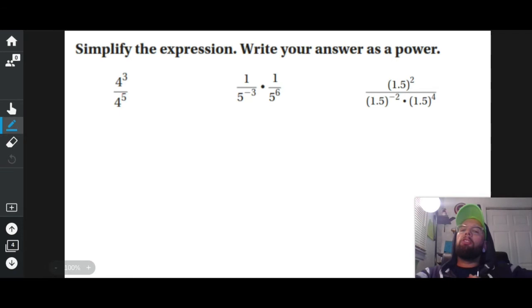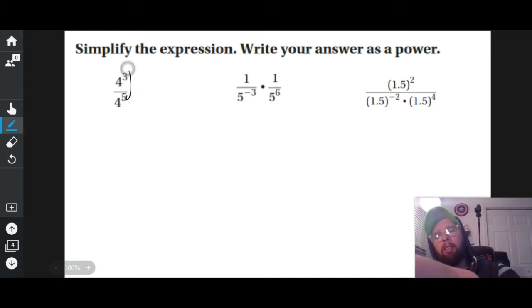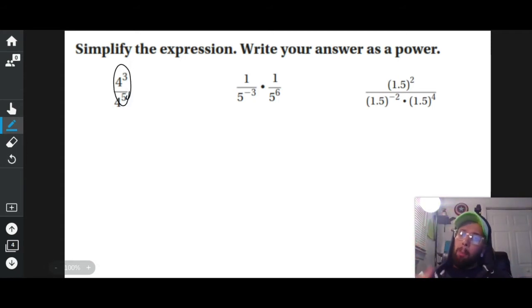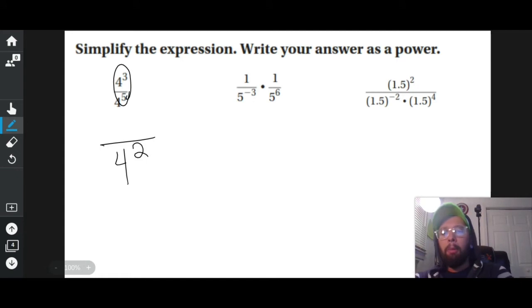Same types of problems. If you divide powers of the same base, subtract the exponents. The 4 on the bottom is more powerful than the 4 on the top. There's 3 4's up top. There's 5 4's on the bottom. So you're going to keep your 4's on the bottom, subtract the exponents, and since you completely eliminate the top, you keep a 1 up there in the numerator.